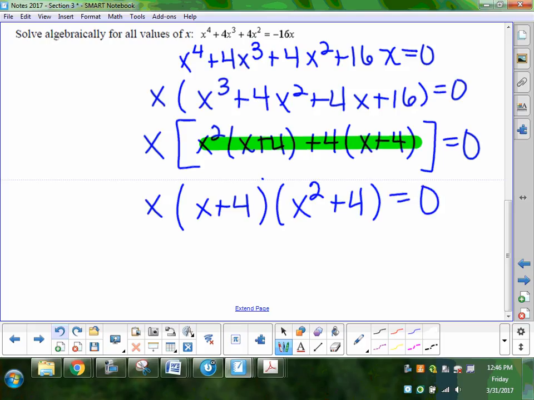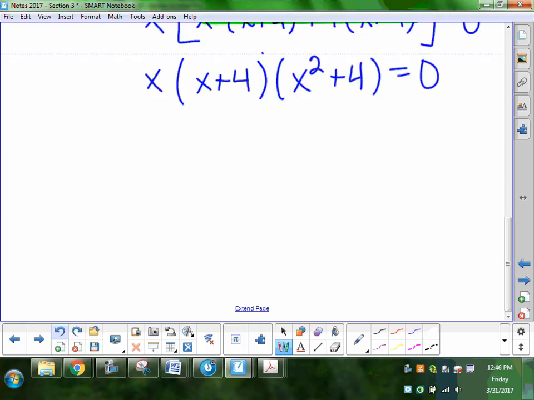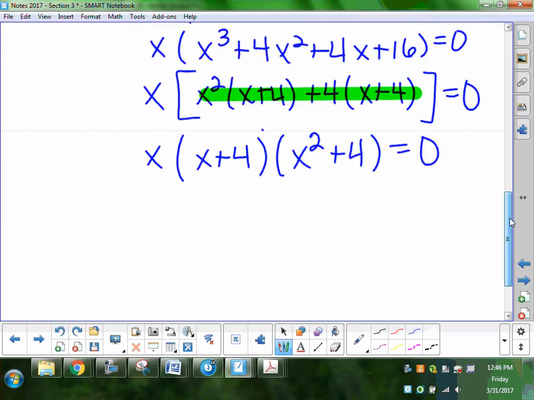What do we do once we get to this stage? Then what happens from here? What's that? We already factored. You can't factor anymore. How?